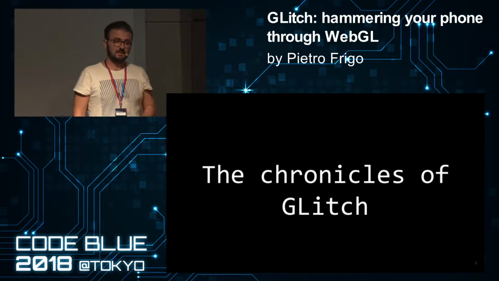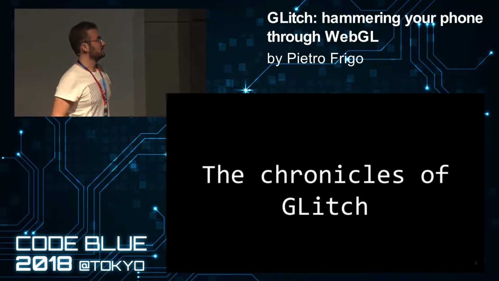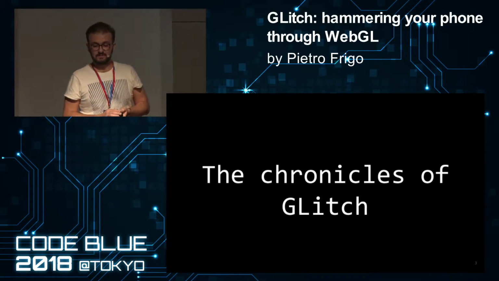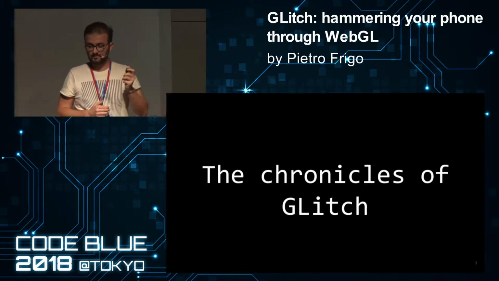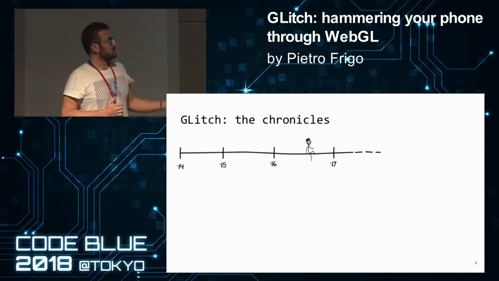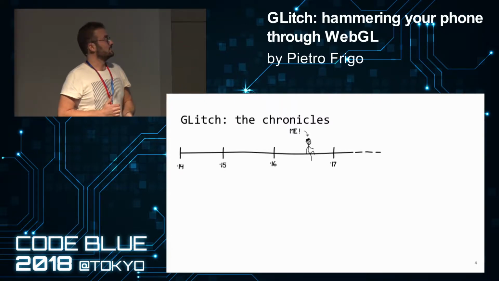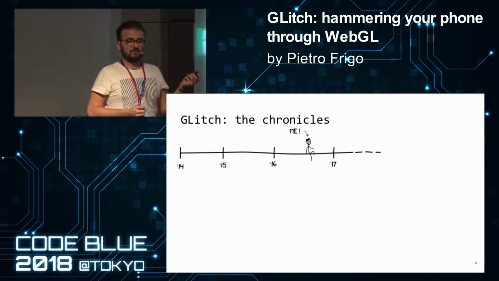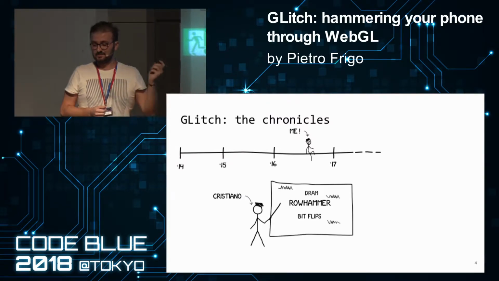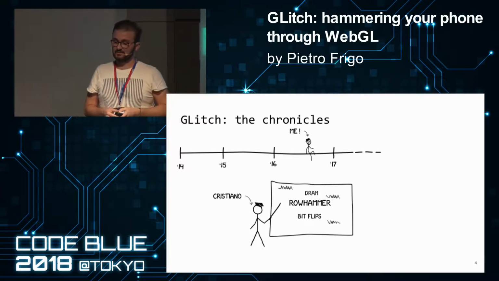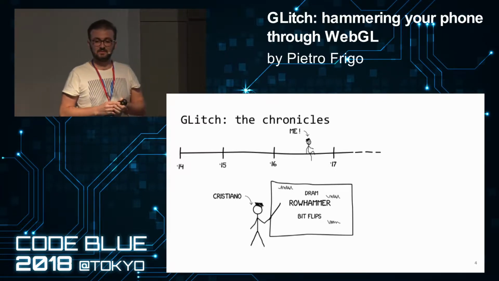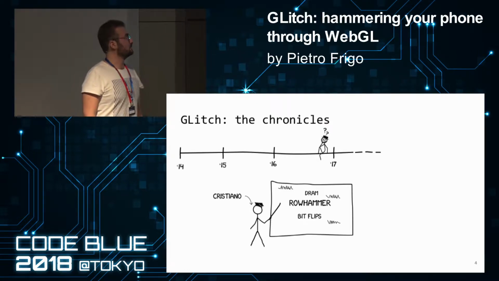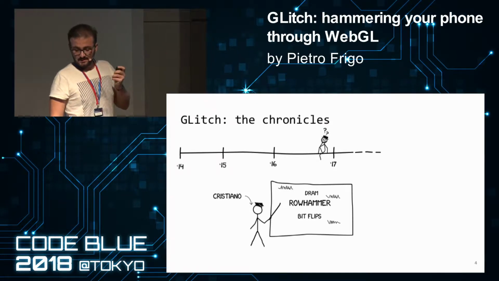Now, to understand the context we're working in, I'm going to go through the chronicles of GLitch, just to give a bit of contextual background and why we did this. So this is a timeline, and that little guy there is me. It was mid-2016. I was looking for a master thesis, and I met Cristiano, now my advisor, who was talking about Rowhammer, DRAM, and bit flips at a conference. At that time, I didn't know anything about this, so I was kind of confused. I didn't know what was going on.